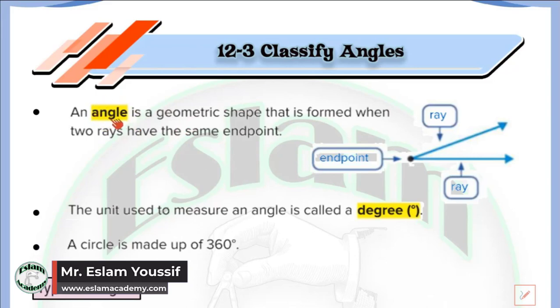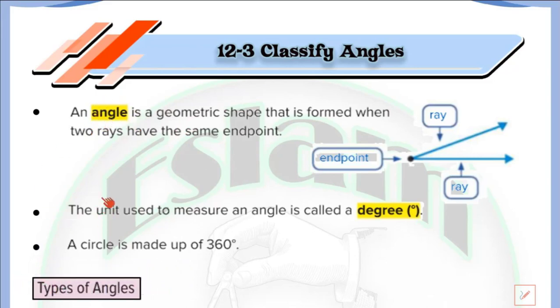But at first, what is the meaning of the angle? The angle is two rays with the same starting point. The starting point, or the endpoint, is defined as the vertex of the angle. And each one of the two rays is defined as a side of the angle.